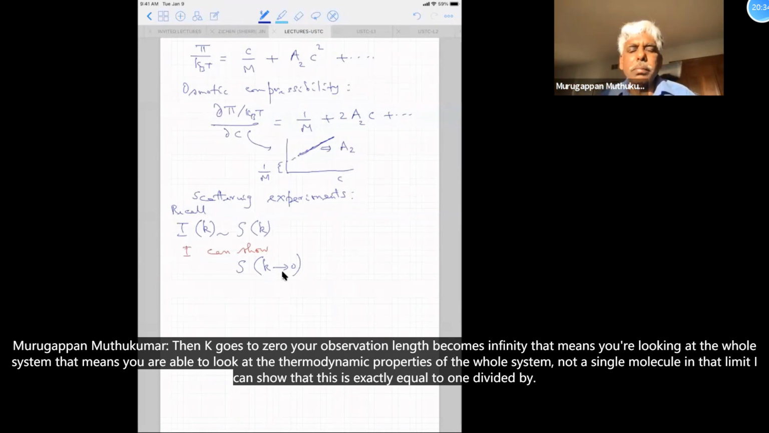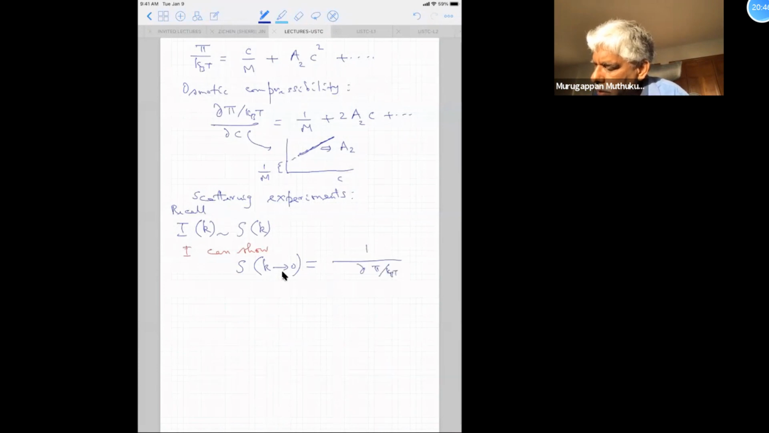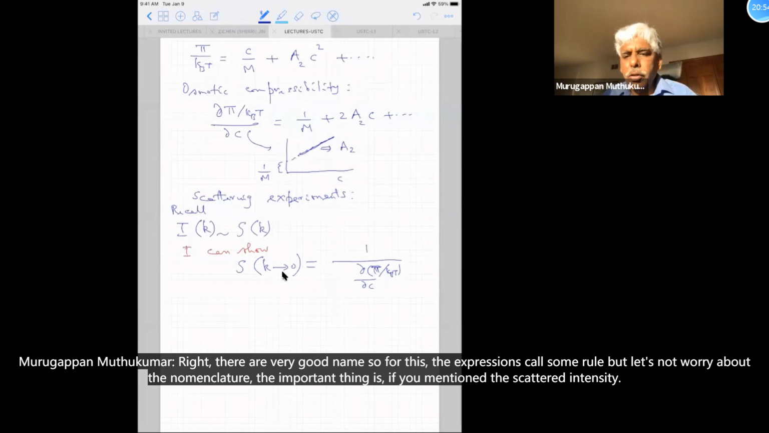In that limit, I can show that this is exactly equal to 1 divided by this quantity, dπ/kT by dc. I can show that. There are very good names for this expression. It's called a sum rule, but let's not worry about the nomenclature.